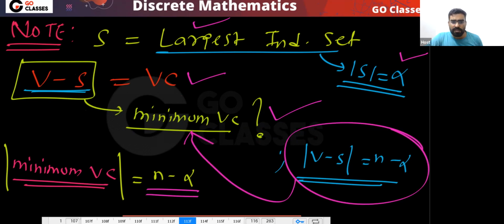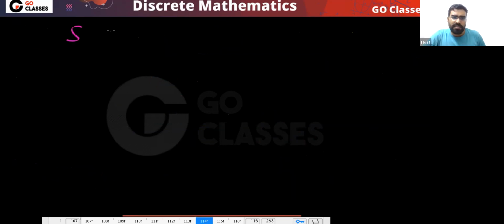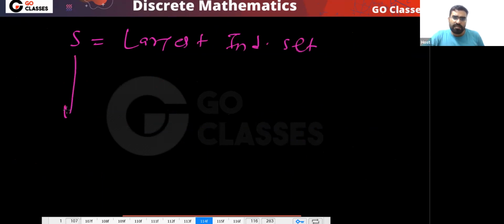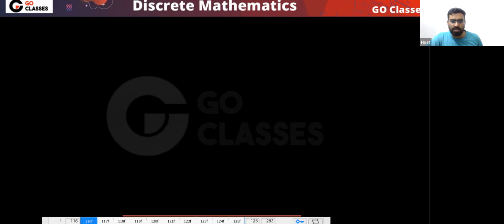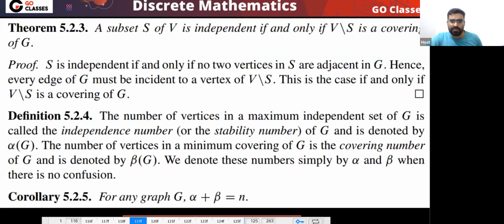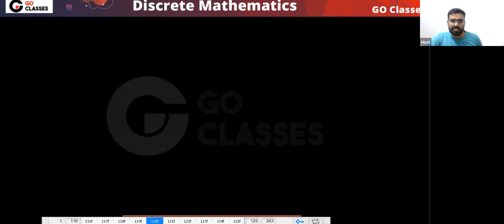Very simple. So this is the point: if S is the largest independent set, then V minus S will be a minimum vertex cover. And the same thing will happen the other way, vice versa. Okay, so this is your topic. We have seen this topic very carefully, and we have done the complete analysis.